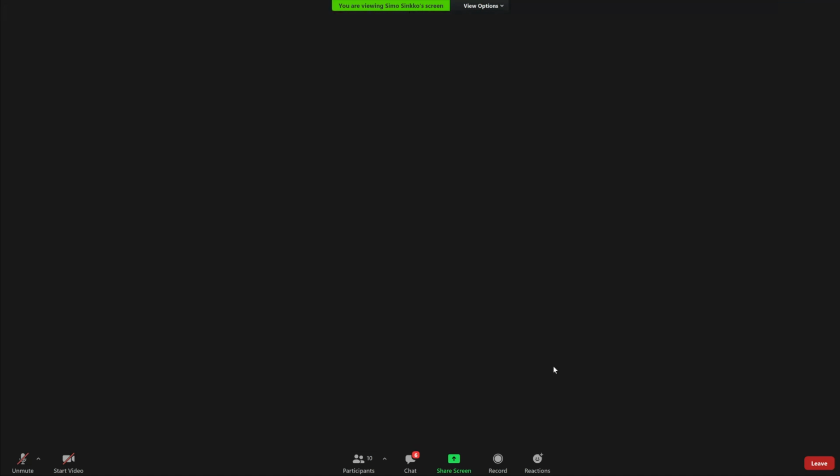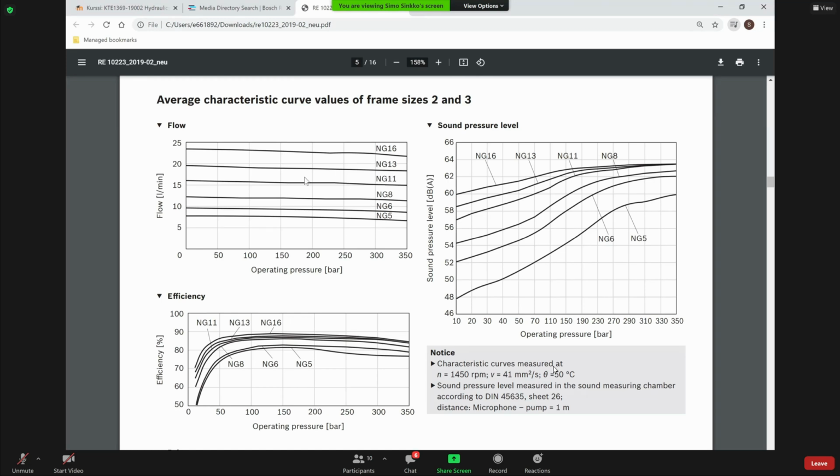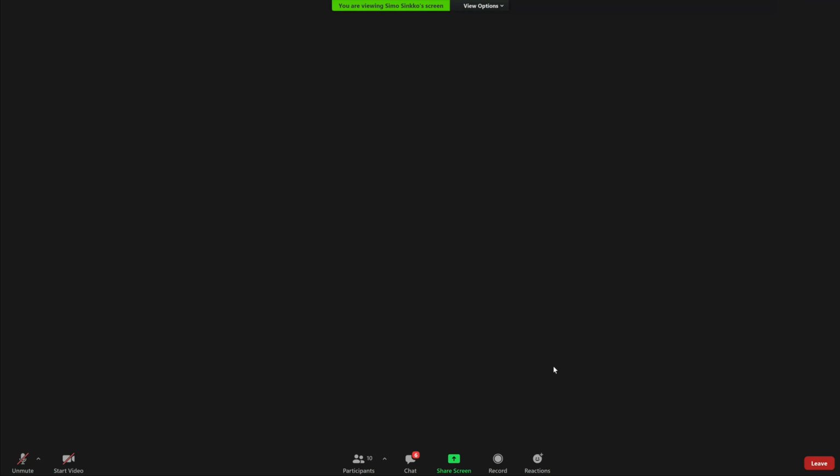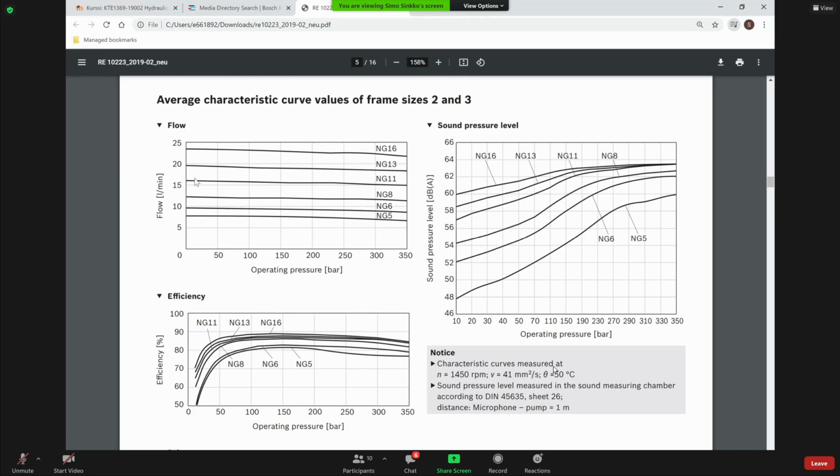So it was this NG11, our selection, and we will see that while the pressure is rising, our flow is a little bit decreasing if we spin it with the same speed. And now the reason is that the volumetric efficiency is not 100%. In the beginning, with zero bar, we can get, let's say, 16 liters per minute. But if the pressure would be 300 bar, then the output would be 15 liters per minute.